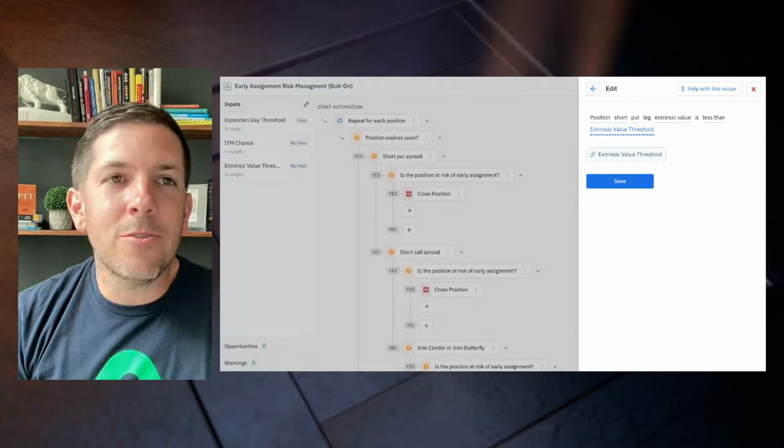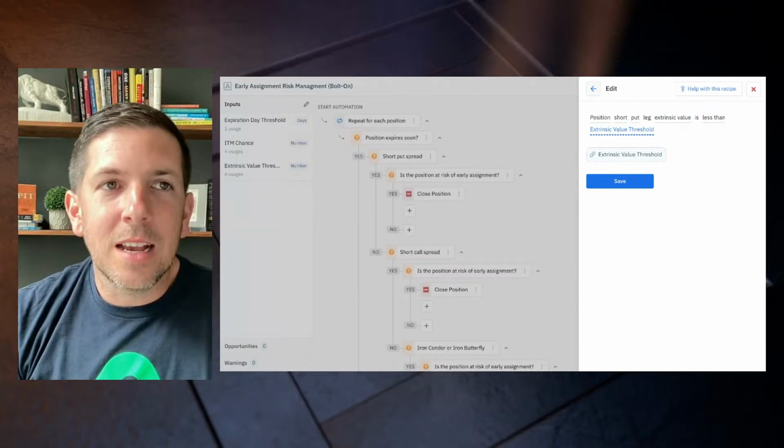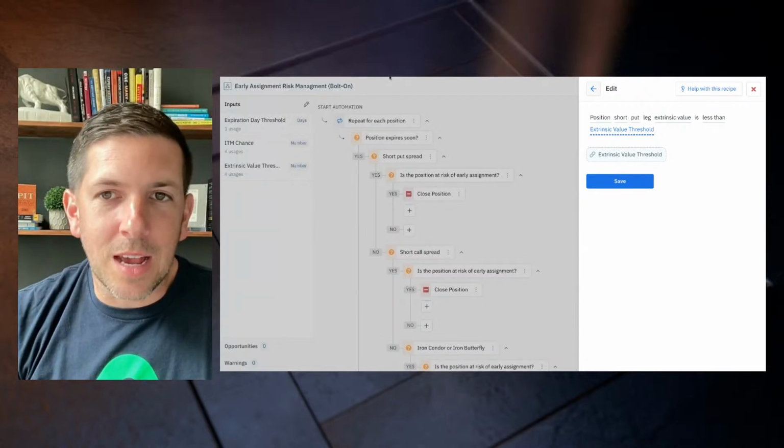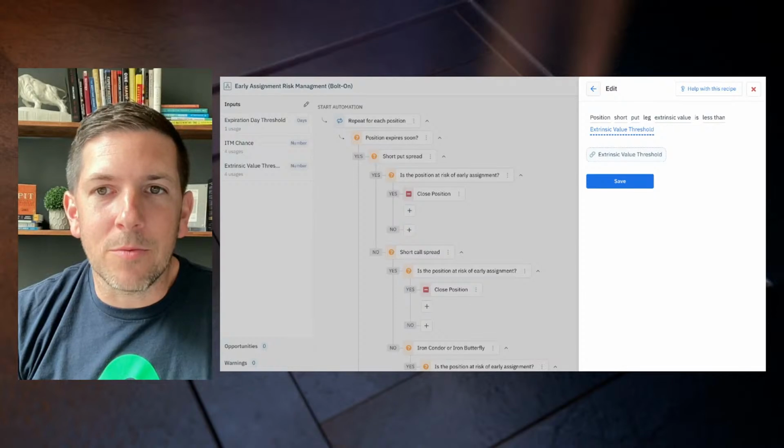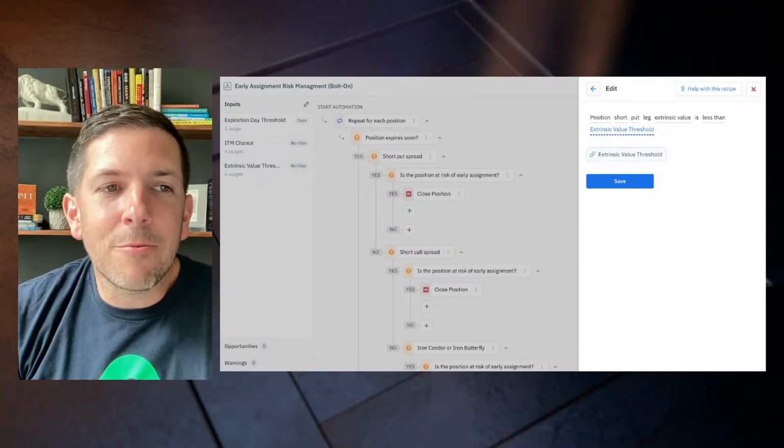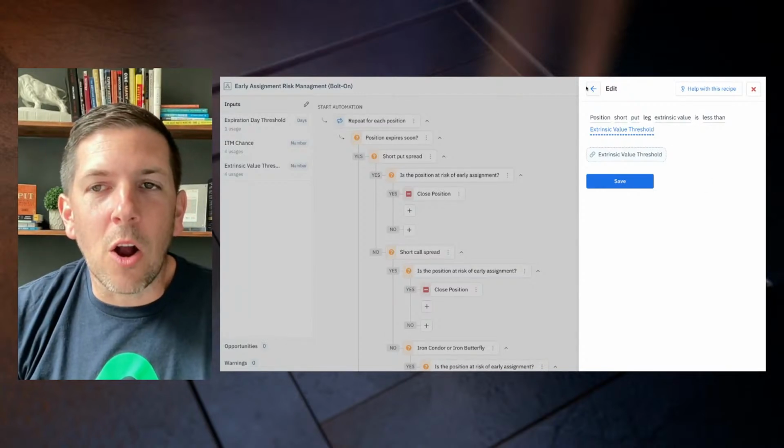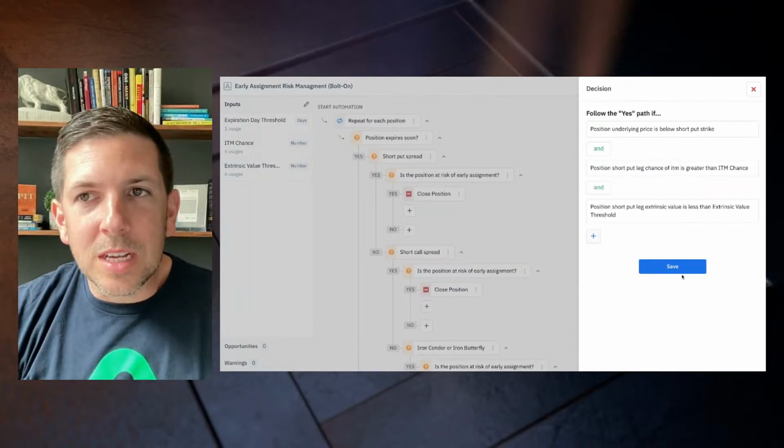If the extrinsic value is not less than 10 cents, then I know I am not at risk of assignment. It's just not going to happen, right? I don't need to manage that position because it's just not at risk of assignment at all, okay? So that's the way that we're going to check it. We're going to check all of those things. All of those things have to be true.